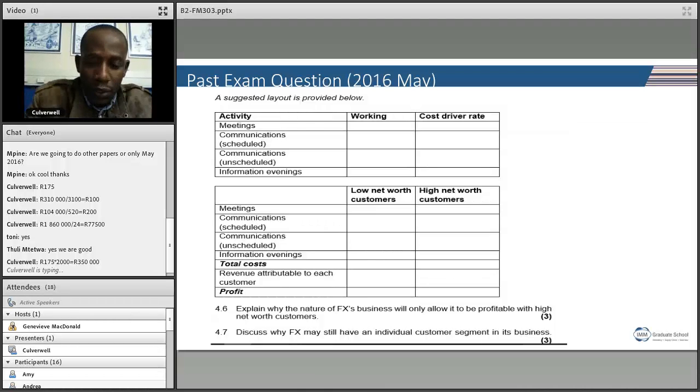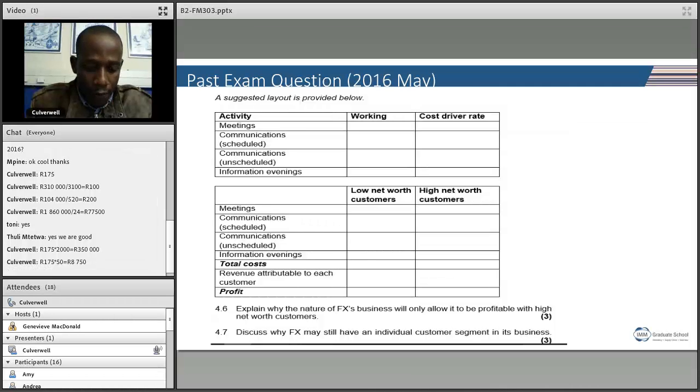I would say it was costing the company 175 rand per meeting. And how many meetings do we have with high net worth customers? 50. So you then say 50 times 175. It's going to give us 8,750, the cost we incurred in hosting or in handling meetings for high net worth customers.